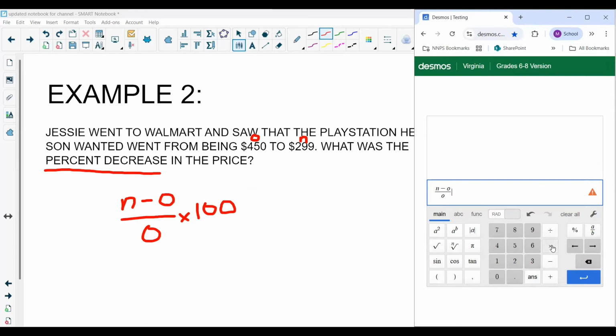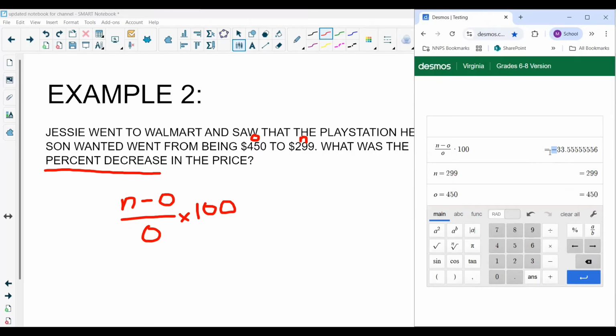And I can't forget my times 100. Okay, enter. N equals 299. O equals 450. Okay, so it was a 33.55 or 56% decrease. I say it's a decrease because look, my answer is negative.